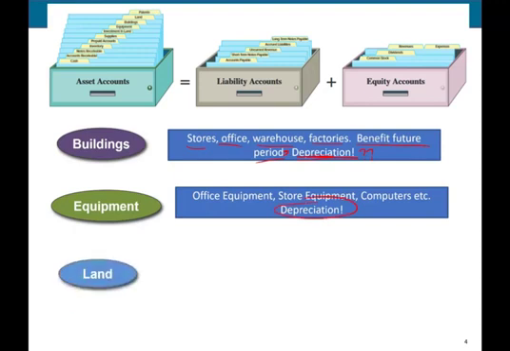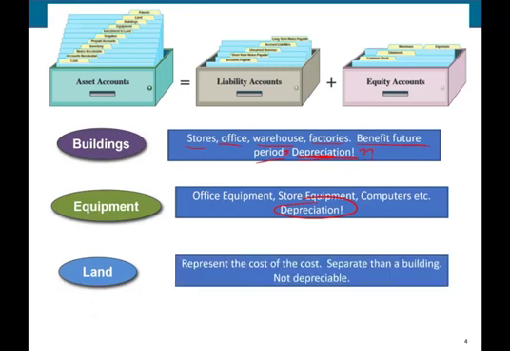Then we're going to have an account called land. And what does land represent? It represents the amount that we paid for the land. And land is a separate account from a building. So if we bought a building and we bought the land, they are two different assets. Land is not depreciable. So in contrast to these two, we don't depreciate land. Now why? Well, follow the course and you'll find out why.